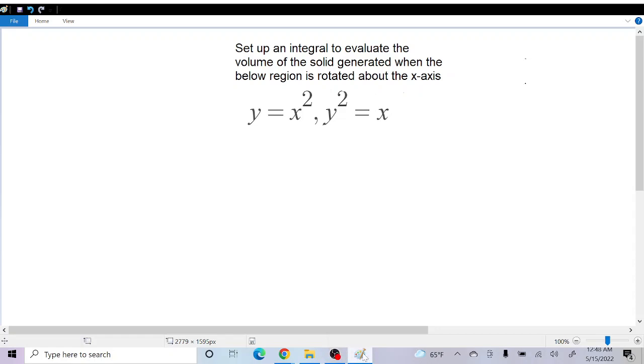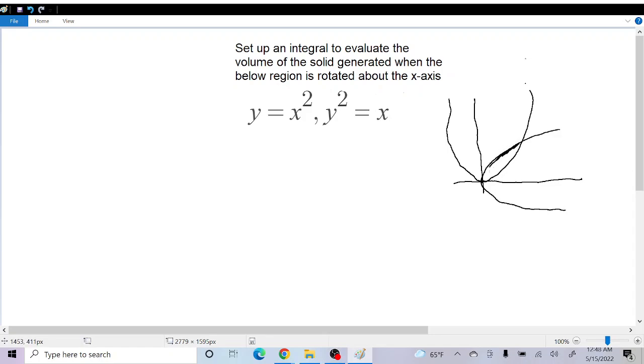So we've got to set up an integral to evaluate the volume of the solid generated when the below region is rotated about the x-axis. Now the first thing I like to do with these types of problems is to construct a sketch of what the graphs actually look like. So drawing our axes here, we're going to have y equals x squared, which looks a bit like this. And y squared equals x, which looks a bit like this. Okay, so the region that we are concerned with is going to be right here, this region of intersect.